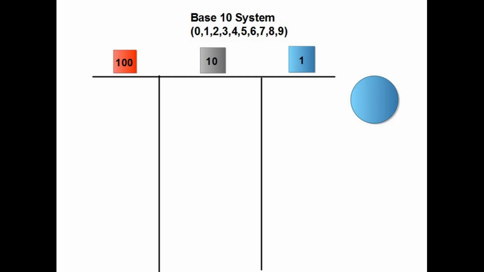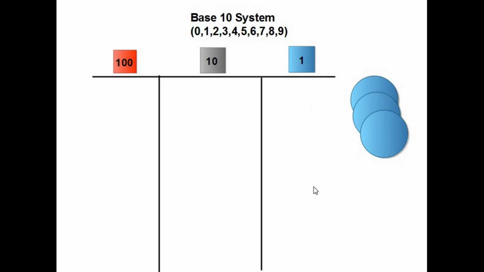Let's say we want to store a bunch of disks in different types of boxes. We have three types of boxes. One is the blue type, which can store a maximum of 1 disk. Another one is a gray type, which can store a maximum of 10 disks. And another one is a red type, which can store a maximum of 100 disks. Let's say we have 9 boxes of each type.